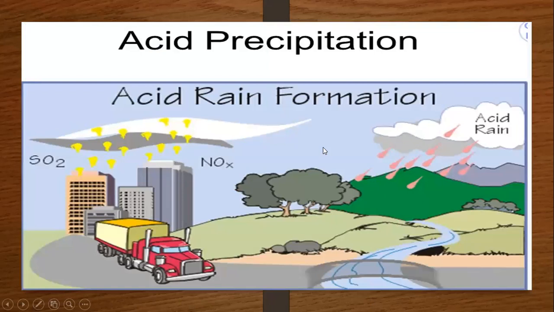The last source is called acid precipitation. What is the meaning of the word precipitation? We took before that the water cycle is made up of four processes. The first is evaporation, the second is condensation, the third is precipitation, and the fourth is runoff. Precipitation means when the clouds are filled with water and become heavy, the water has to fall down to the ground as rain, snow, sleet, or hail.